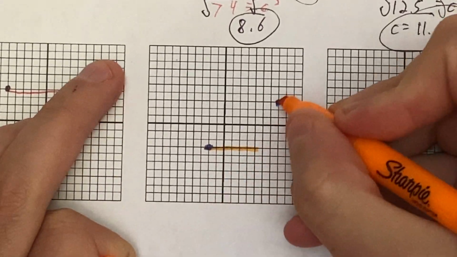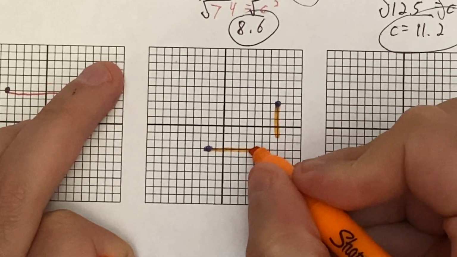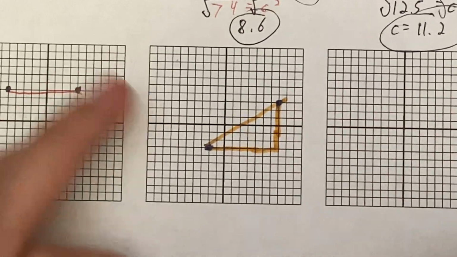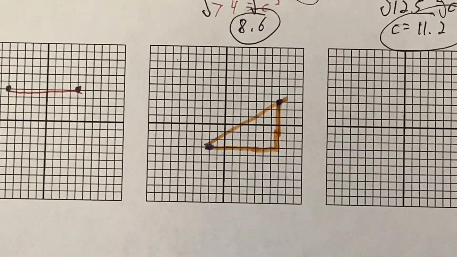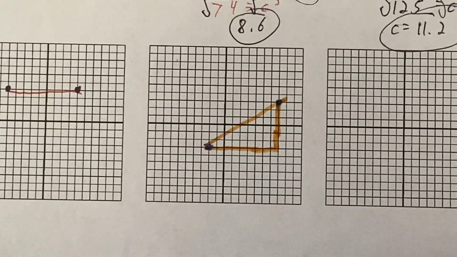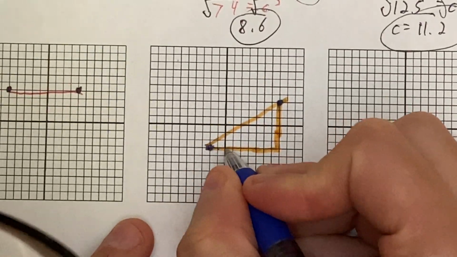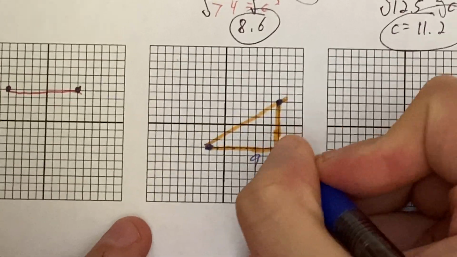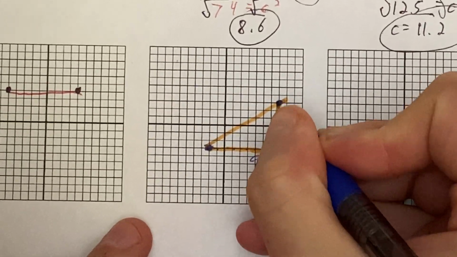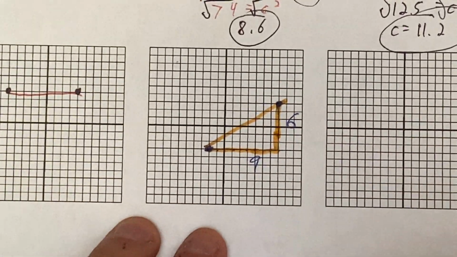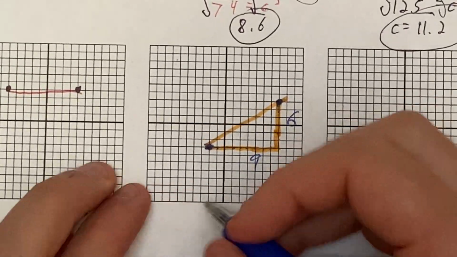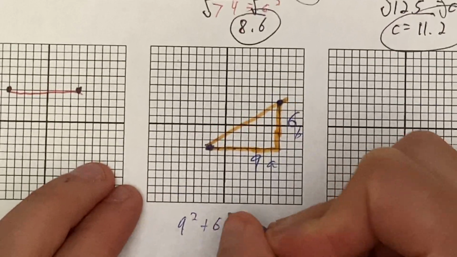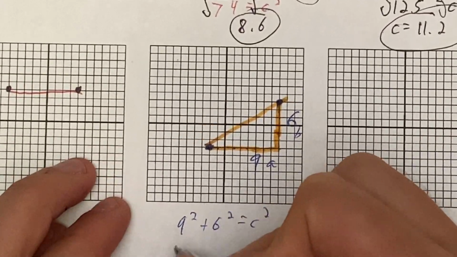Let's see. Okay. Those of you who know, I wear glasses, so I have to look really close. 1, 2, 3, 4, 5, 6, 7, 8, 9. 1, 2, 3, 4, 5, 6. Okay. So if this is A and this is B, 9 squared plus 6 squared equals c squared.